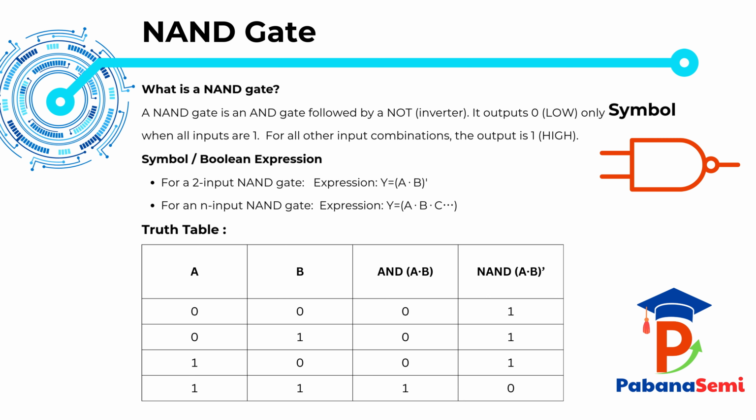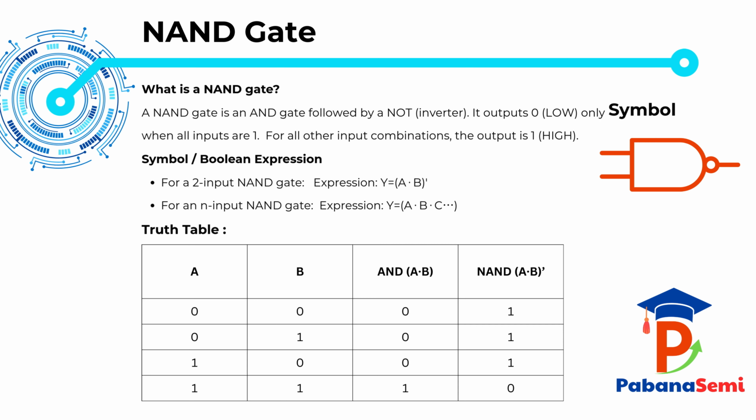Now, confirm this using the truth table. When A and B are 0 and 0, the AND result is 0, so NAND becomes 1. When the inputs are 0 and 1, AND is still 0, therefore NAND remains 1. When the inputs are 1 and 0, AND is 0, hence NAND is again 1. Only when A is 1 and B is 1, the AND result becomes 1. And after inversion, the NAND output becomes 0.